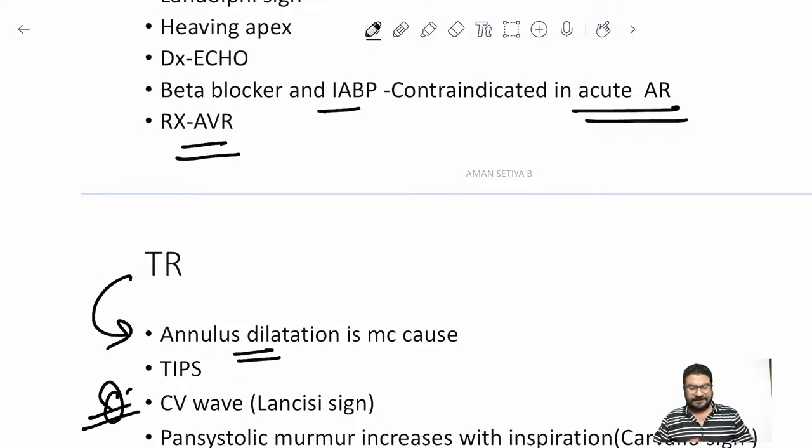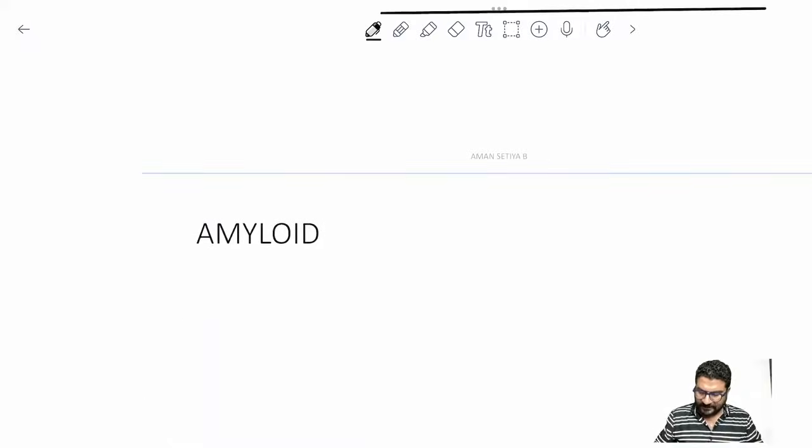CV waveform को क्या बोलते हैं? Lancisi sign. And you can see pansystolic murmur which will increase with inspiration. We call this Carvallo sign. It is called Carvallo sign. So these are all the MCQs on TR.